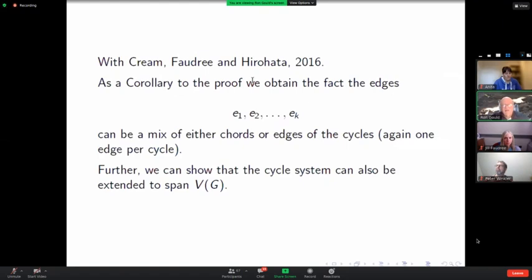So as a corollary to the proof, we obtain the fact that the edges E1 to EK can actually be mixed. They can either be chords or edges of the cycles. Once again, 1 per cycle. So I can mix and match them as I want. Further, we can show that the cycle system that you produce, which was small cycles to begin with, can also be expanded so that they actually span the entire vertex set. That's an old trick. Once you got enough of a degree condition in with cycles, you can usually do things like that if you try hard, or in fact, not so hard.